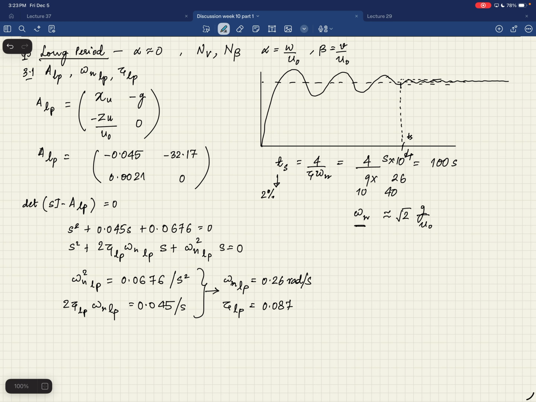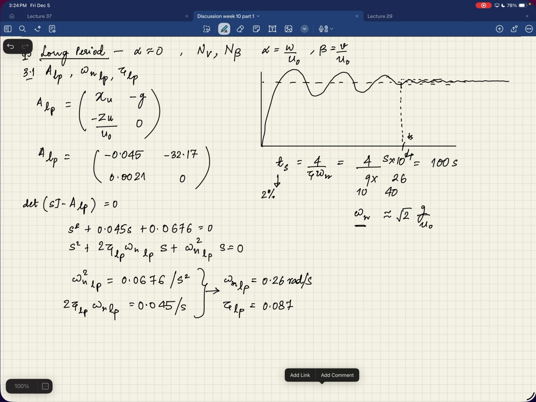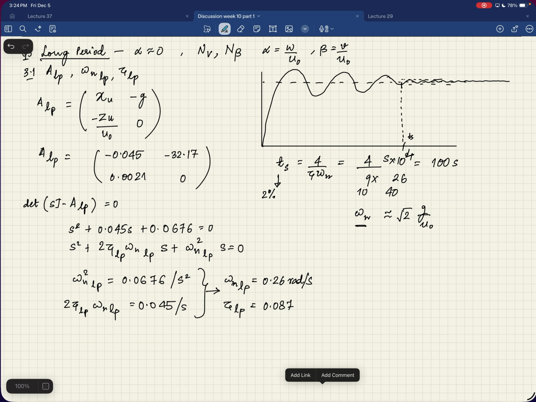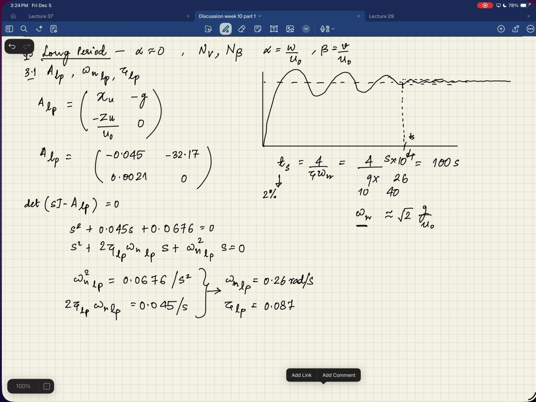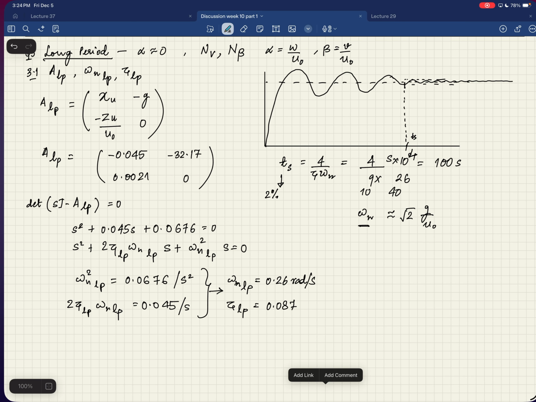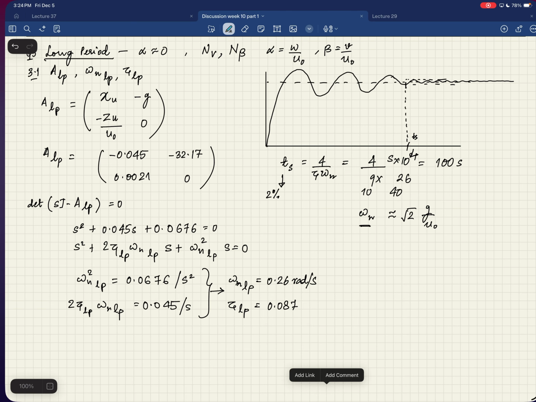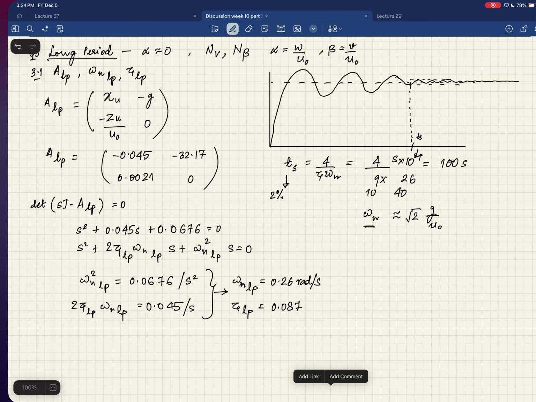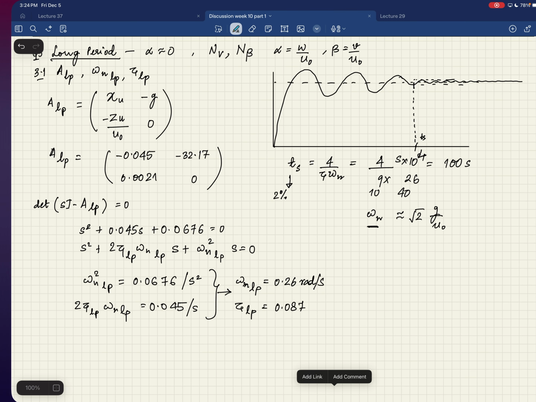Now it's natural to think that the next thing we are going to do is design a stability augmentation system, but we don't do it for long period dynamics. Why? I just discussed it. Because it's inaccurate. First of all, short period and long period dynamics are coupled. Short period is more dominant. It's much more visible. It has stronger eigenvalues. Its dynamics dominate the long period dynamics.